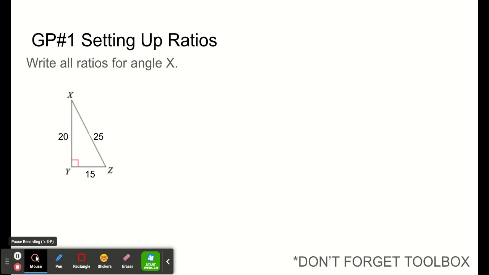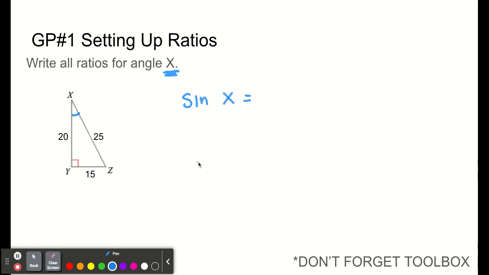So let's go ahead and take a look at some guided practice problems. Our first question asks us to write all ratios for angle x. So angle x is going to be our reference angle. We want to write the sine of angle x, the cosine of angle x, and the tangent of angle x. Again, remember, anytime you write your ratios, you have to make sure that you're taking the sine of an angle, the cosine of an angle, the tangent of an angle. And in this case, our angle is x. So going back to our mnemonic, we have SOHCAHTOA.